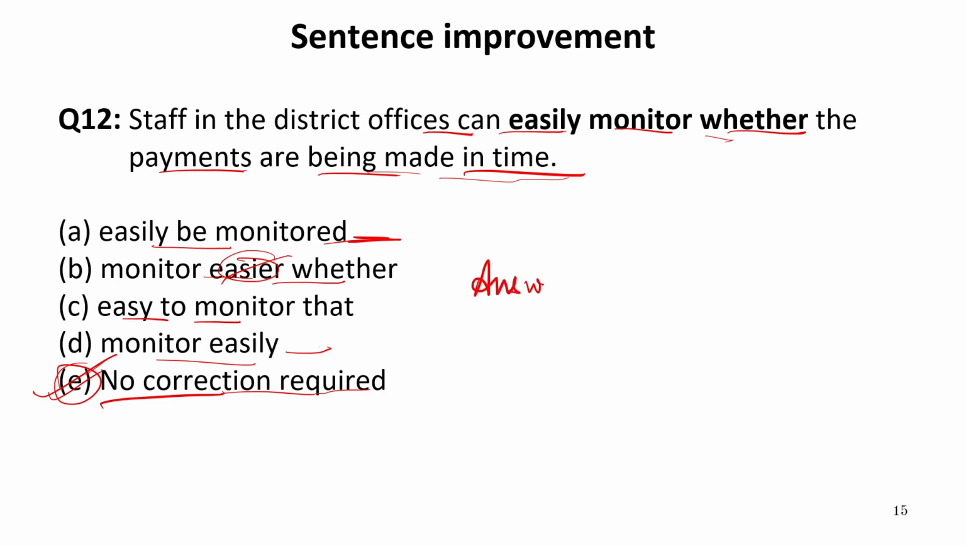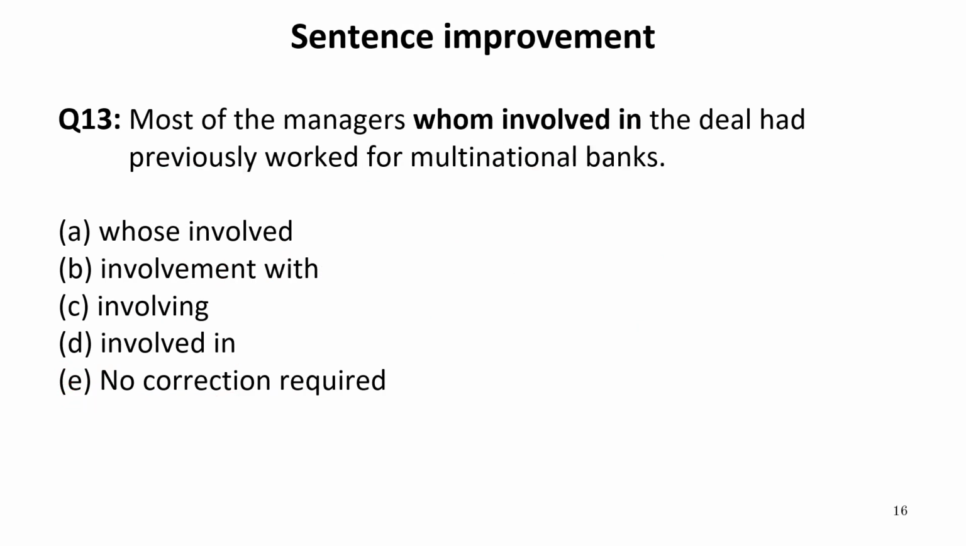So our answer is E, that is, staff in the district offices can easily monitor whether the payments are being made in time. Now let us move to the next one. Most of the managers whom involved in the deal had previously worked for multinational banks. Now, whom is an objective case of who. Whereas most of the managers, these are subject, not the object. And with subject, we do not use whom. We can only use who. It means this word is incorrect over here. Therefore, no correction required is incorrect option.